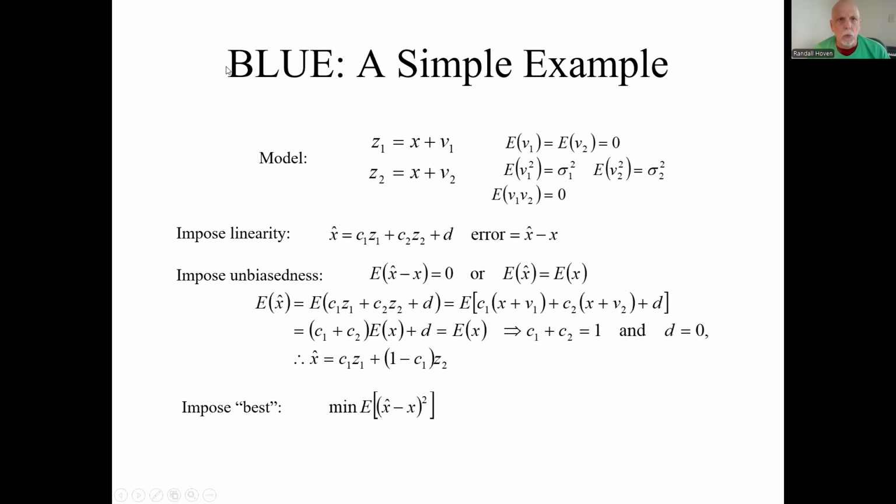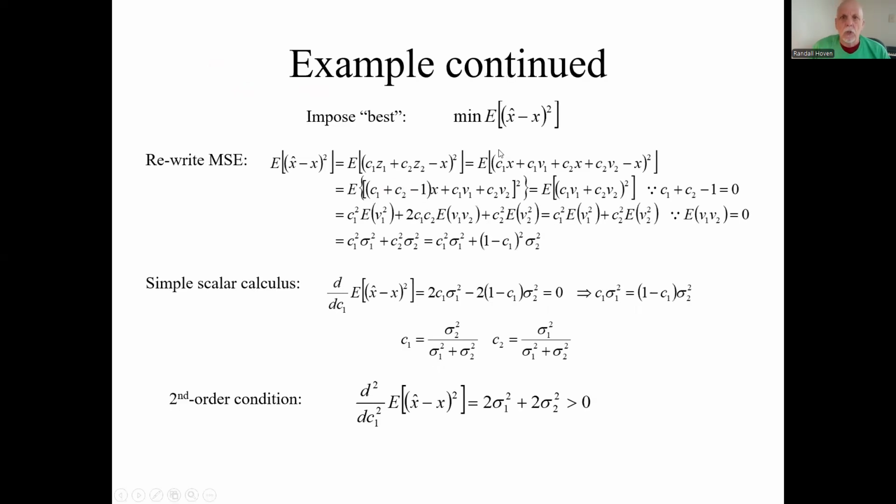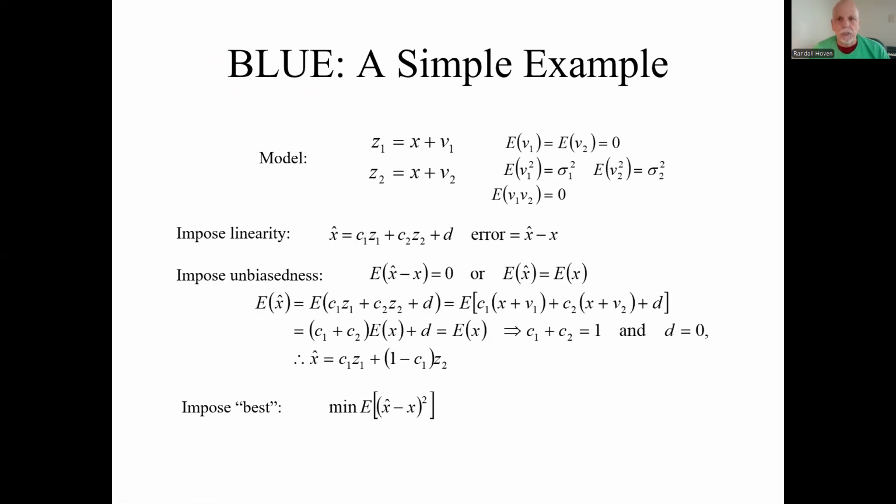In the previous video, we did this simple problem using the BLUE method, best linear unbiased estimator, where the problem was to get two measurements, Z1 and Z2, of this state X. And we know the first and second order statistics of these measurement errors. And they're all also uncorrelated from each other.